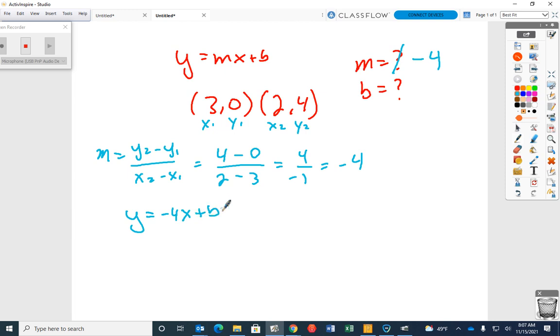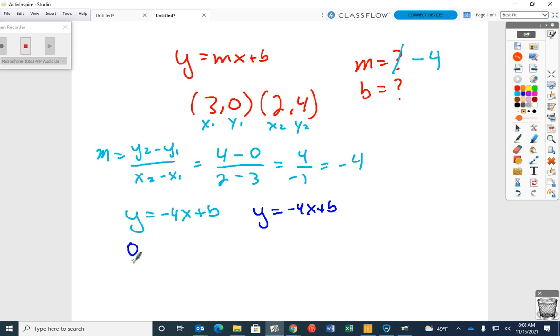Do you guys agree? I'll tell you what I'm going to do. I'm going to do it with both points just to see if we get the right answer. I can also do y equals -4x plus b. Lincoln said he wants to do this point. Okay? And truthfully, anytime you have a 0 as one of your coordinates, it is easier. Okay? So I have 0.